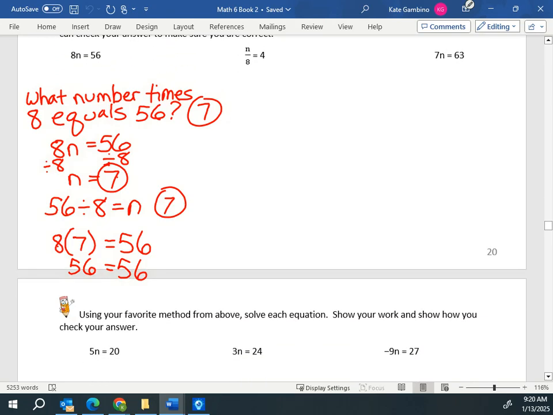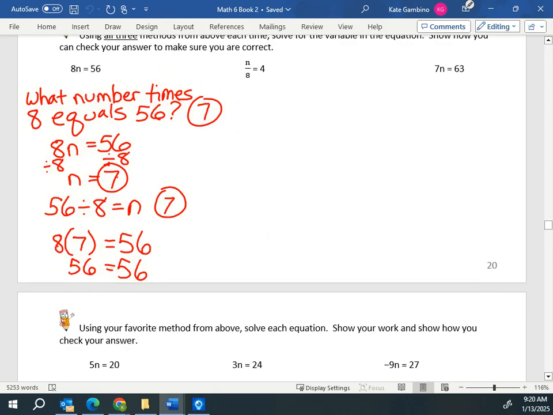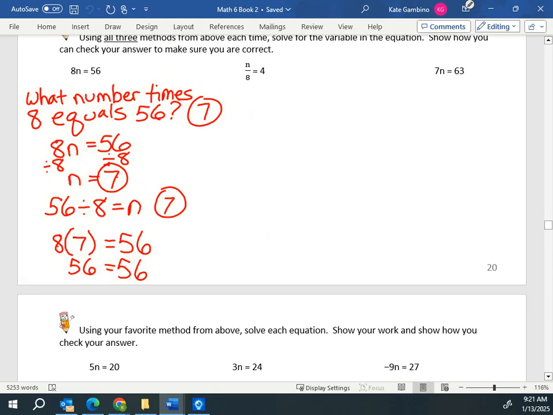Good. Oh, goodness. All right. Can't use the blue. I'll use the green. There we go.